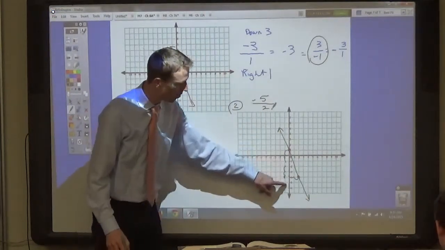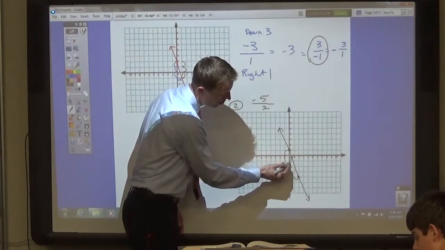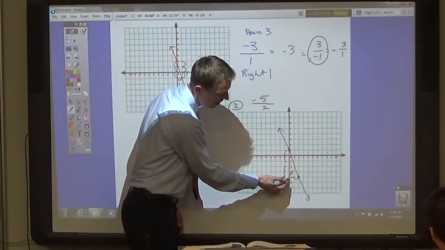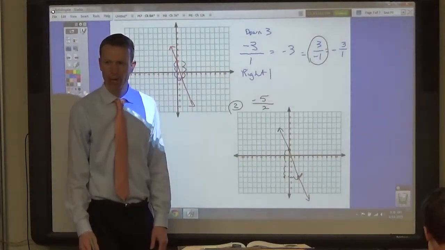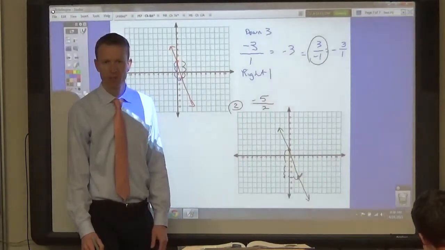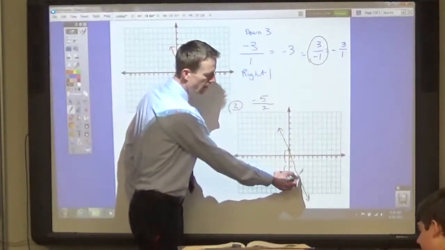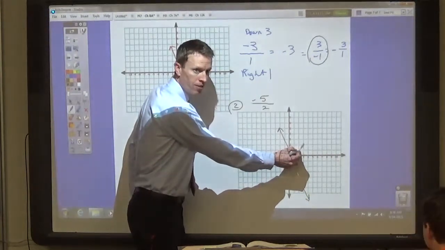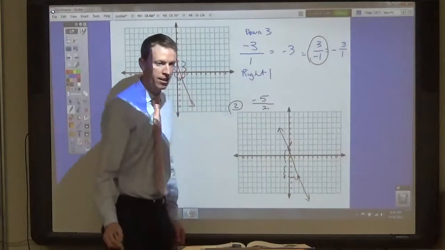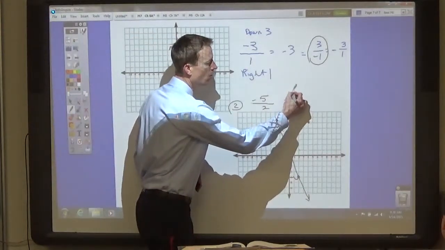So this is just the counting. This is on the line. 1, 2, 3, 4, 5, and then right 2. That's -5 over +2. Okay? Or if you counted up, you would get +5 and then -2. It's still a negative slope, isn't it?